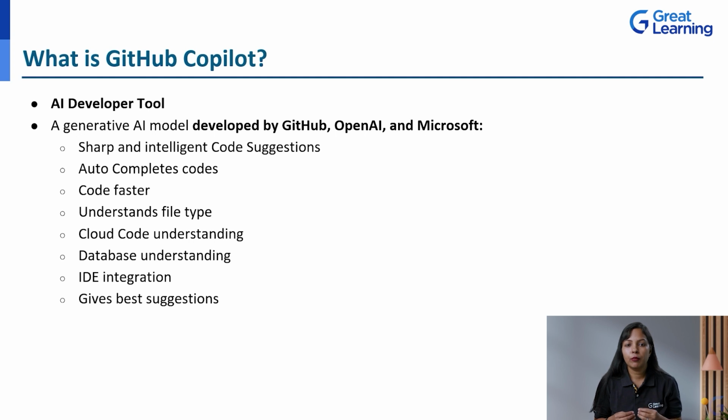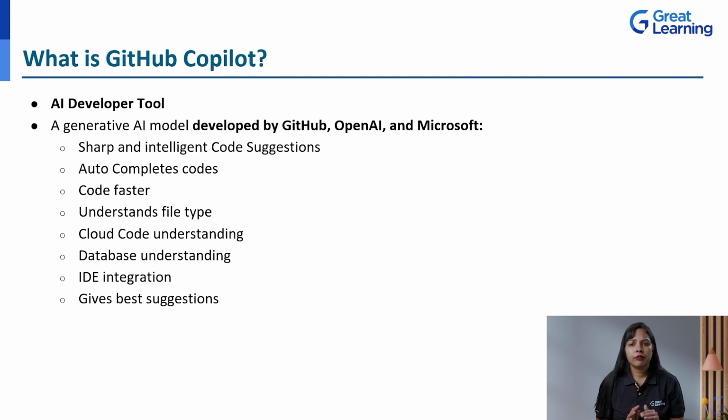So as I said, GitHub Copilot is an AI developer tool. So it is an artificial intelligence based developer tool. The programmers, the software coders, or the developers are going to use this GitHub Copilot to write code to create software. It is based on a generative AI model, which I spoke about, and it is developed by GitHub, OpenAI, and Microsoft. As I said, initially it was founded by GitHub and OpenAI, but as Microsoft is one of the investors here, the name is associated in the founders.